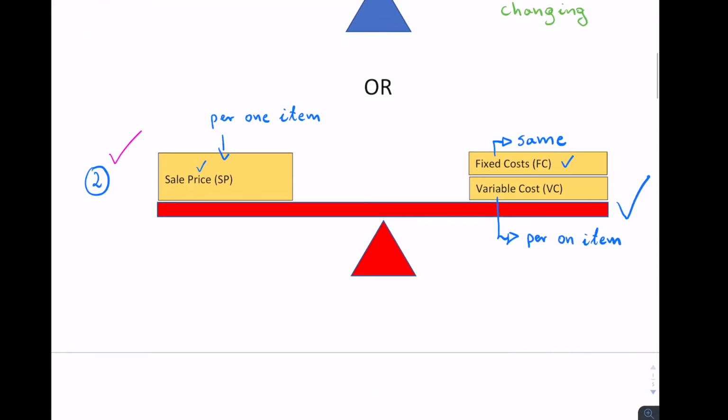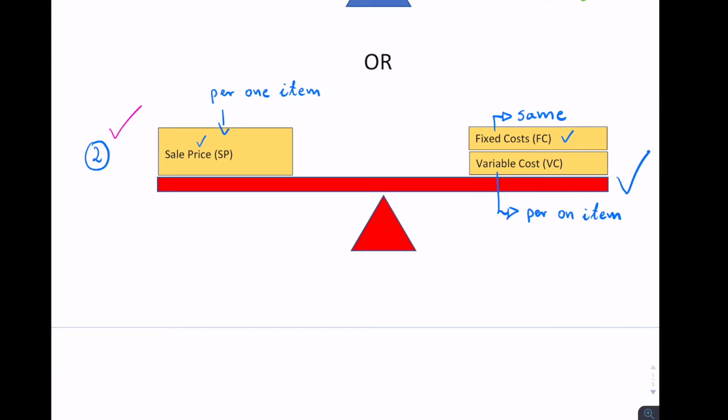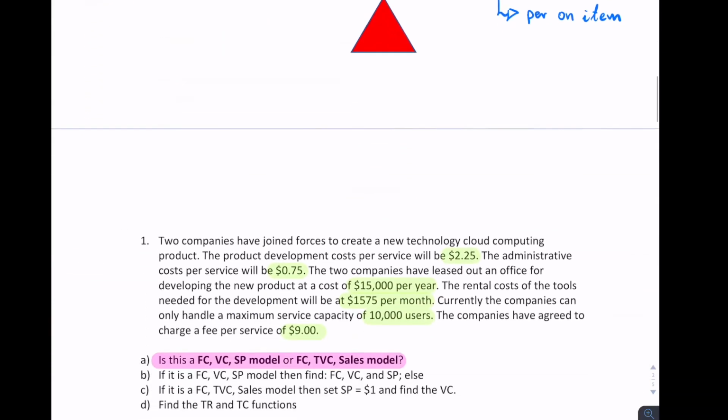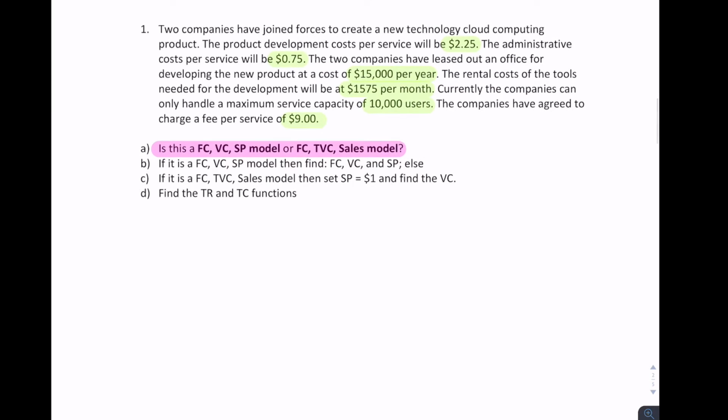Now, once you distinguish that, then it is much simpler to try to understand what equations you're going to use to solve it and what steps you're going to need. So we have two companies that have joined forces to create a new technology cloud computing product. Now, in terms of break even, you don't really care what product it is. You're interested in the numbers.